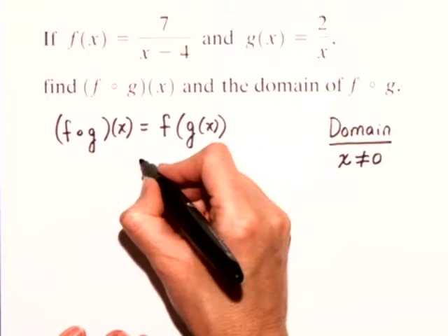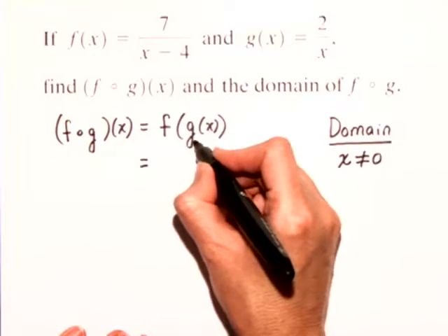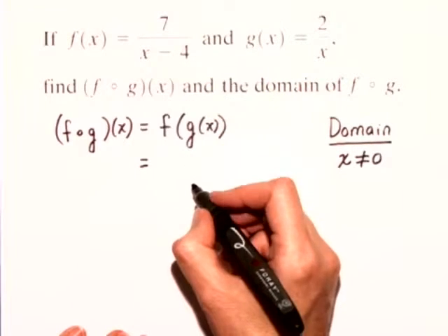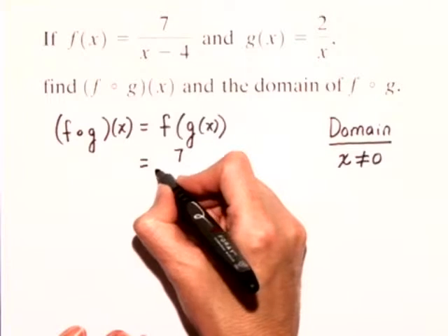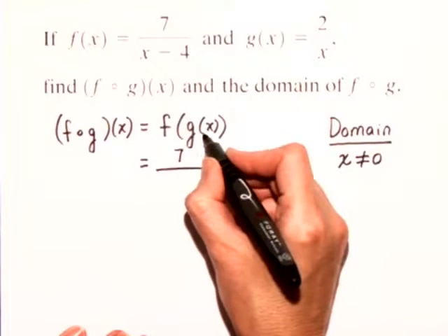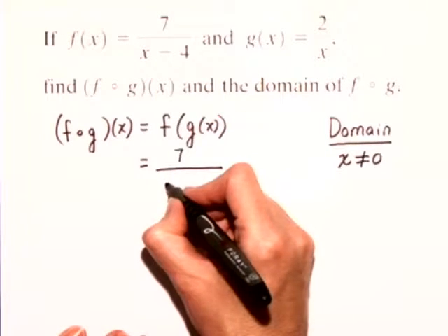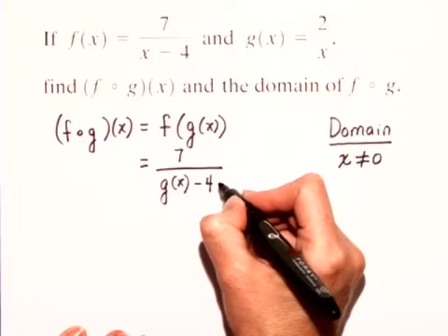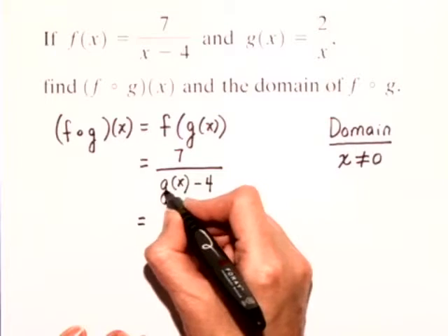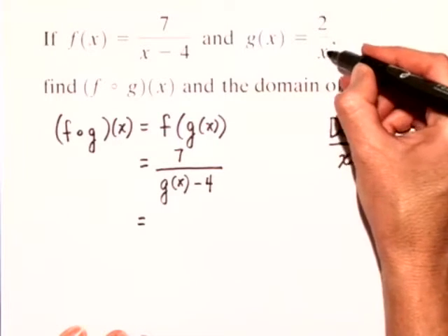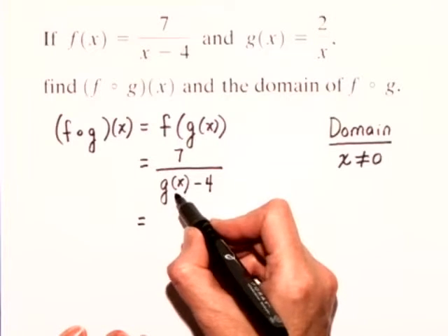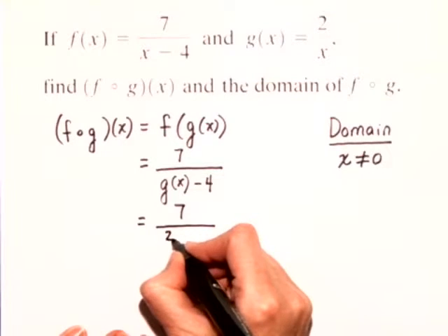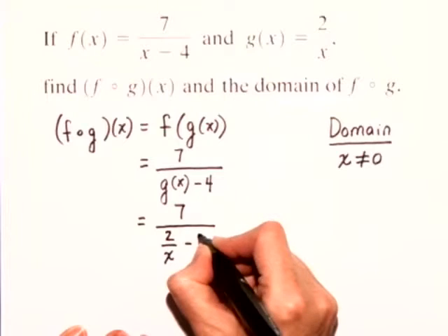That's f of g of x. That means I'm going to substitute whatever g of x is everywhere I see an x in f of x. So that's really 7 over, substituting g of x in for x, g of x minus 4. And since g of x is really 2 over x, I can replace that right here: 7 divided by 2 over x minus 4.